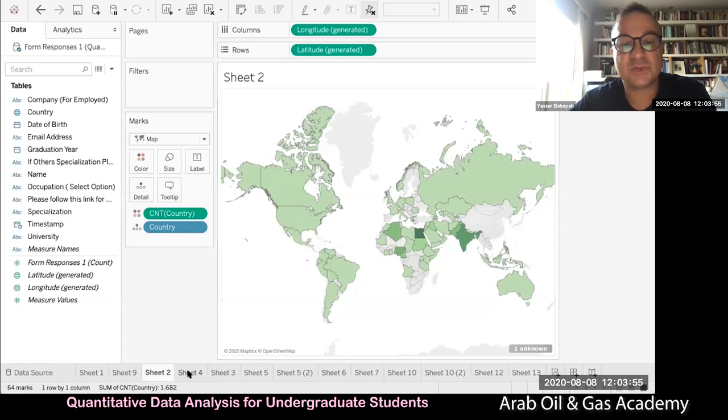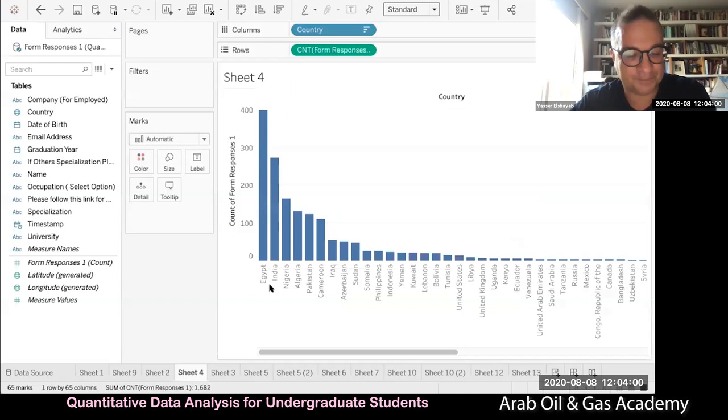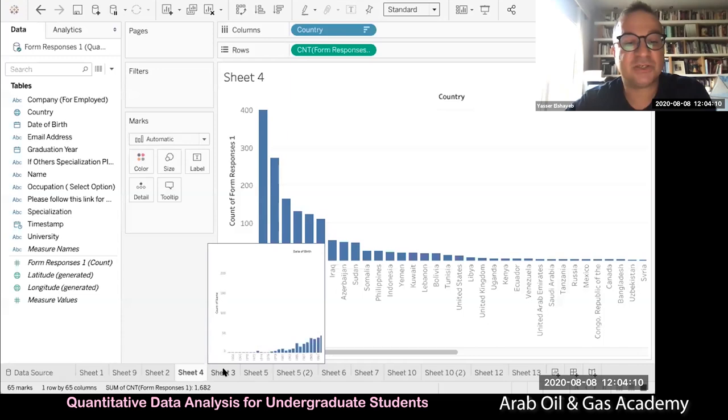Another way of seeing the same data is to draw a bar chart like this, where you have Egypt, India, Nigeria, Algeria, Pakistan, Cameroon, Iraq, and so on, participating in this course. And I'm sorry, I will not be able to mention all the names.